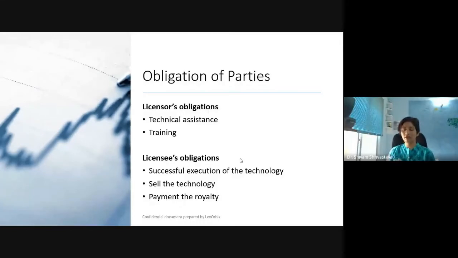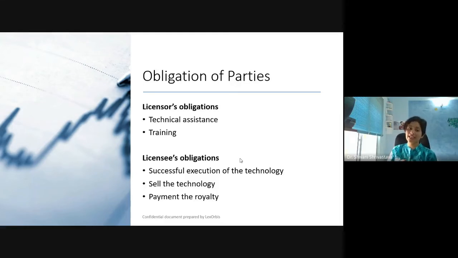The licensor should give the know-how, the methods of manufacturing the product, and all other technical details to the licensee. And if required, they can arrange a training session for the licensee or the other people who would be working on the manufacturing of the product. So all these are obligations from the licensor's point of view.